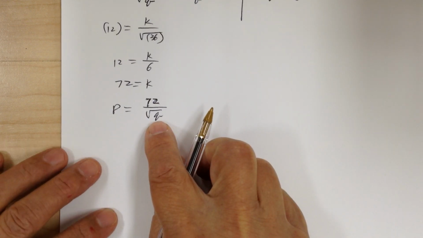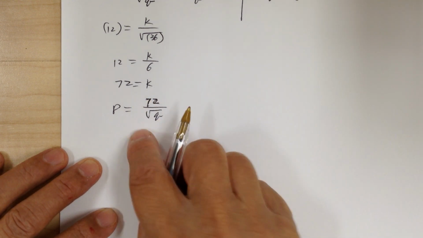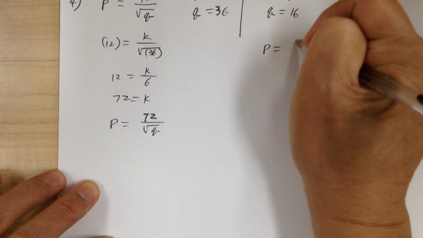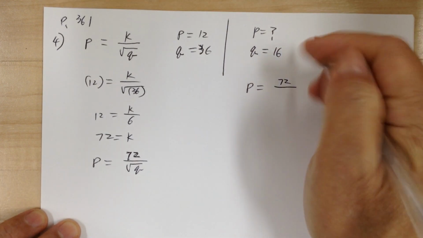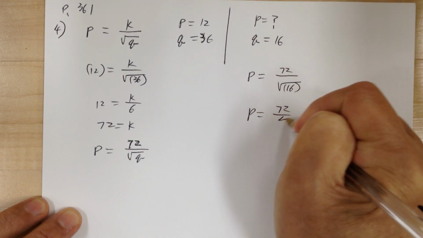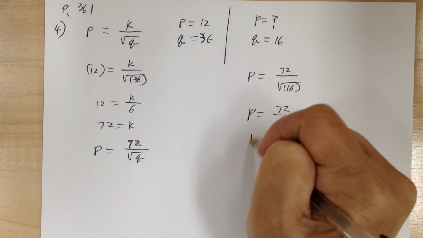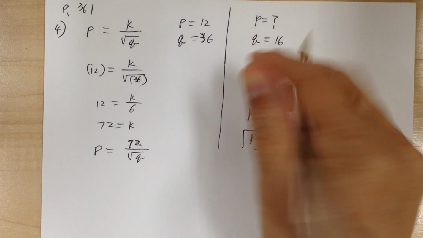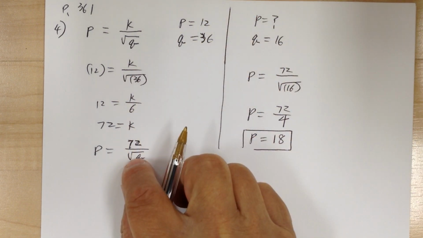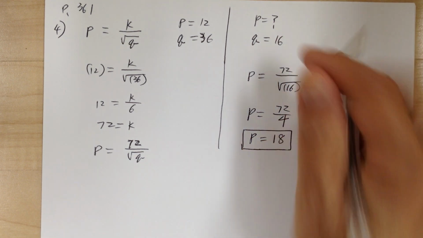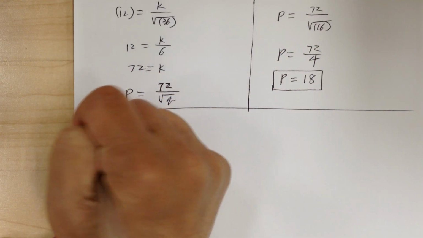Now, once you update your equation, then you can go and substitute this in here to solve. So to solve for this one, you're going to get P equal to 72 over the square root of 16. So P equal to 72 over 4. So P equal to 18. So you can use this information to find K, update your equation, use the updated equation, and then you can substitute and find whatever you're looking for. Okay, next one, let's go to number 6.